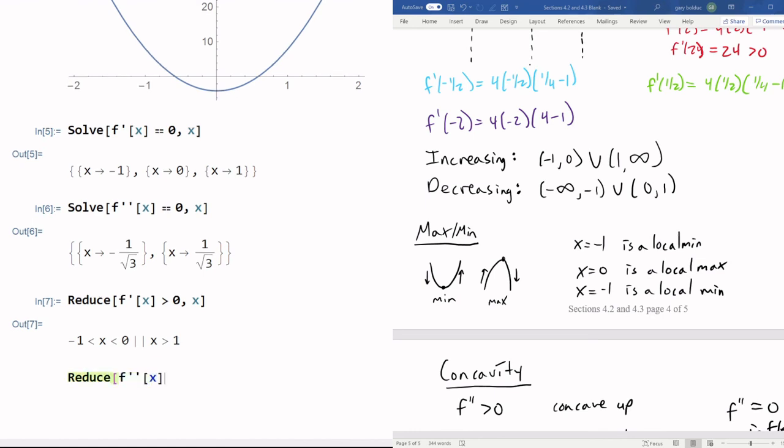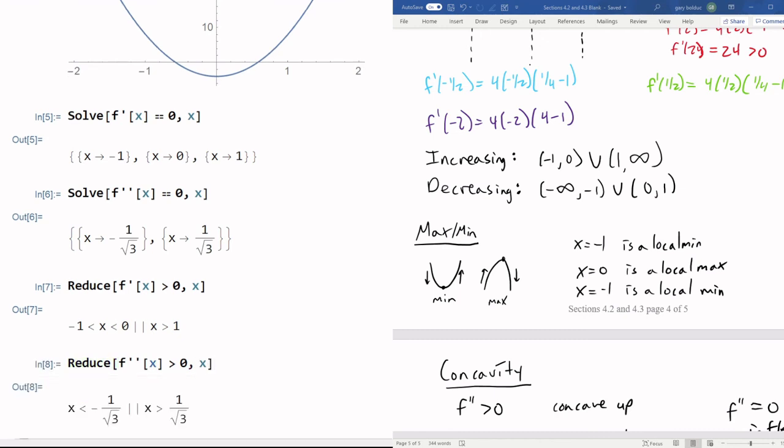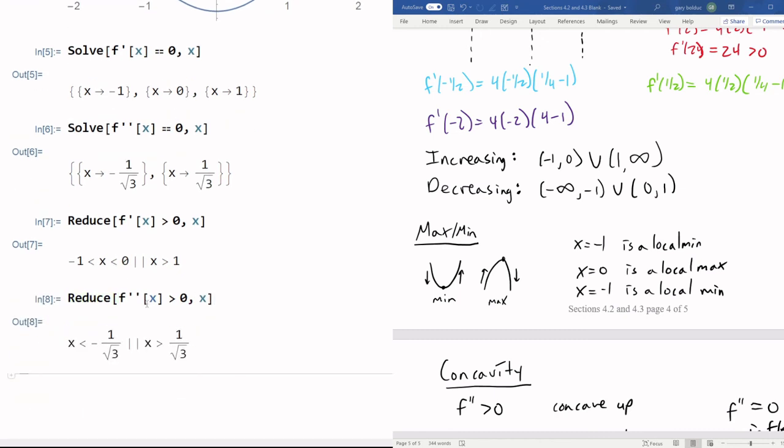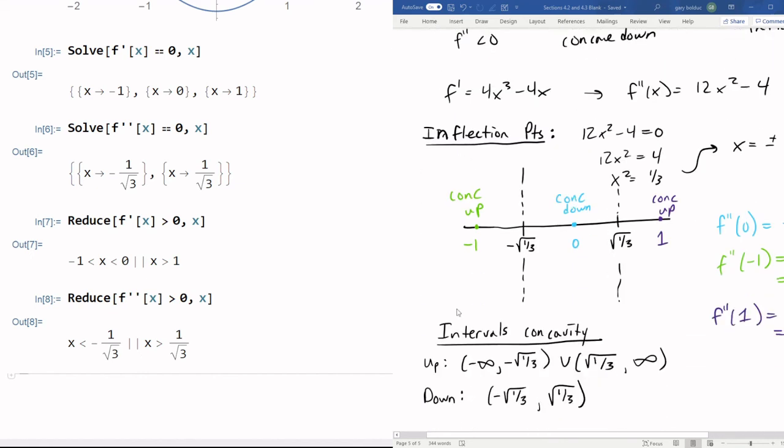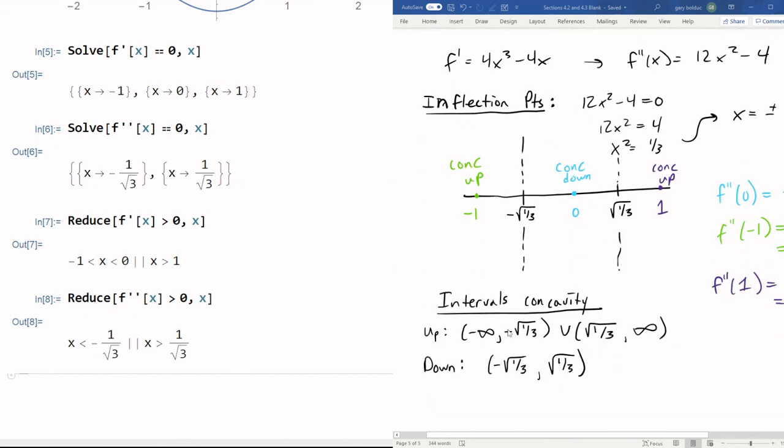Mathematica is awesome, obviously. Where am I concave up? Massive amount of work. Oh, here. -infinity up to the negative square root here, and then past the square root.